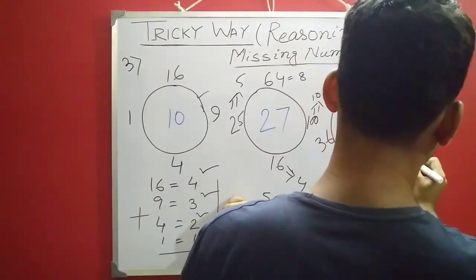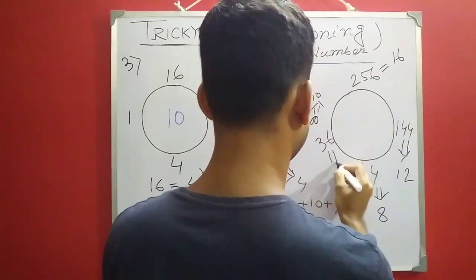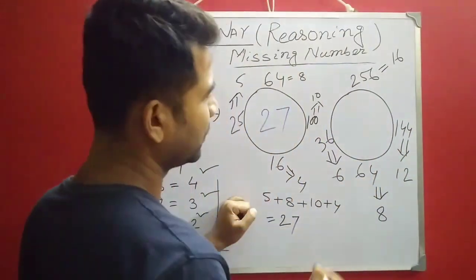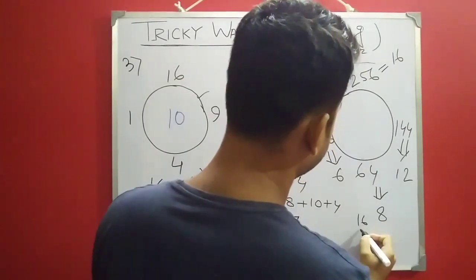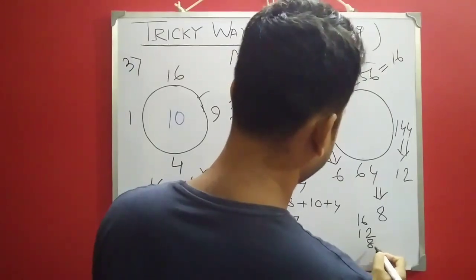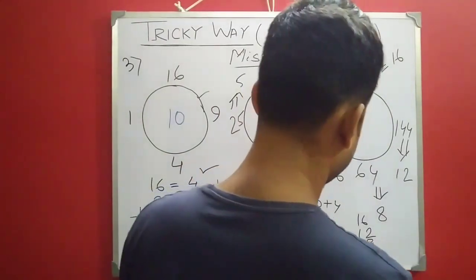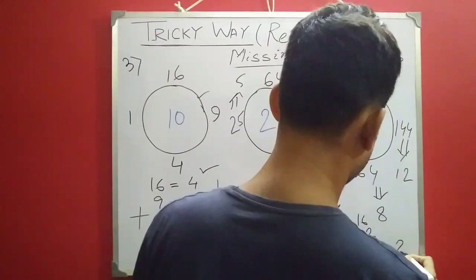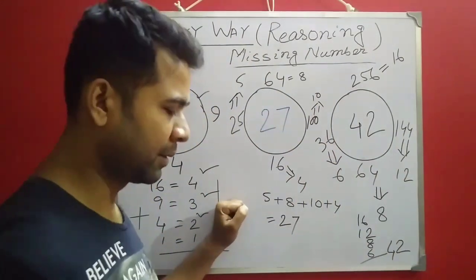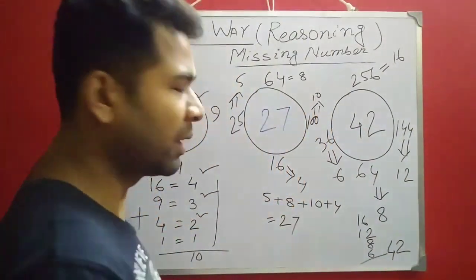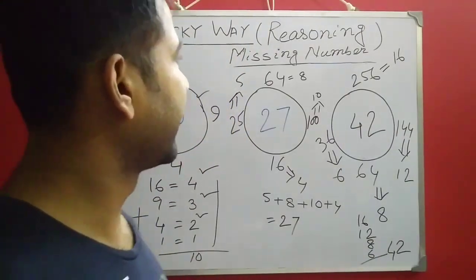Now, 16, 12, 8, 6. So the answer will be 16, 12, 8, 6, which is 42. Clear? Hope it is clear. We are moving to our next example.